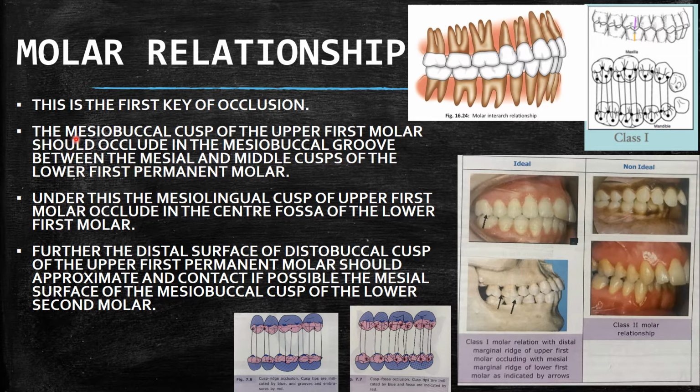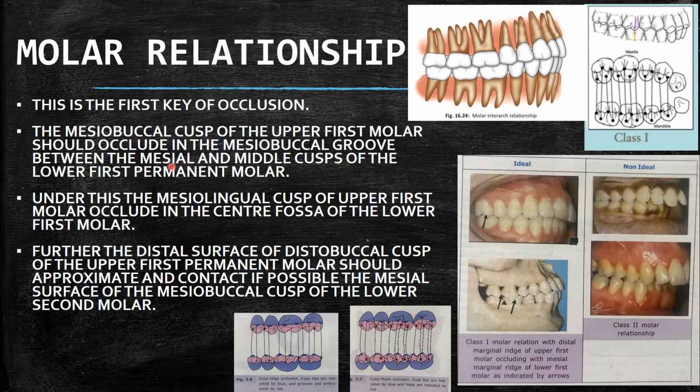So the mesiobuccal cusp of the upper first molar. Mesiobuccal means the mesial and the buccal side, the one which is facing outside. This cusp should occlude in the mesiobuccal groove between the mesial and the middle cusp of the lower first permanent molar. So this cusp occludes with the mesiobuccal groove.